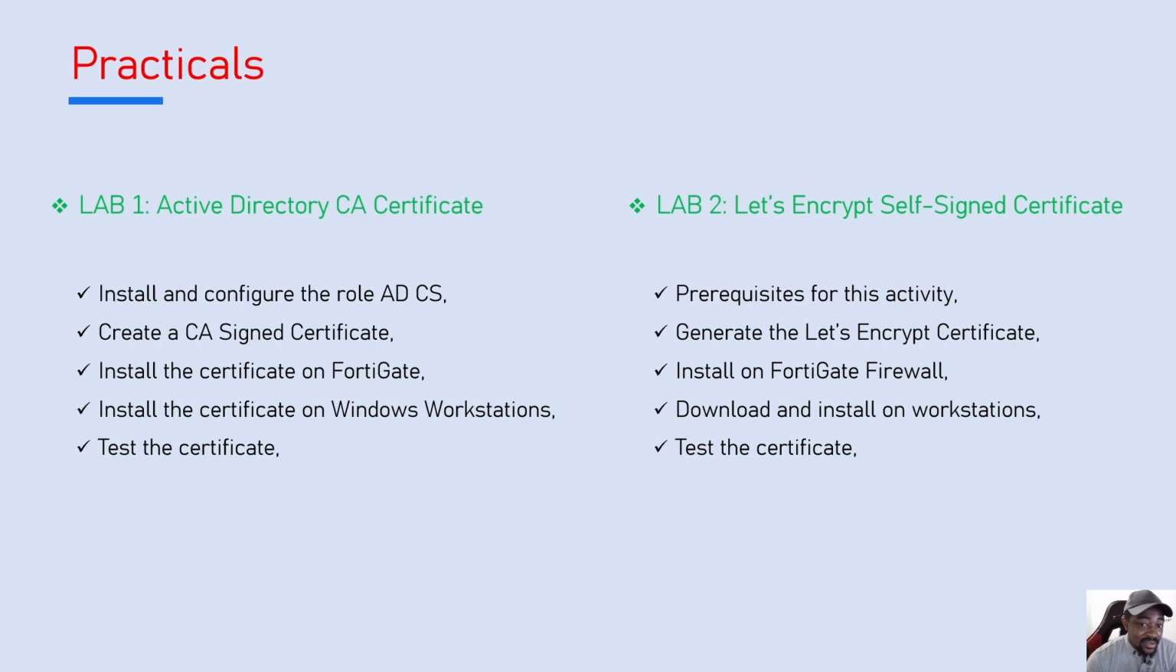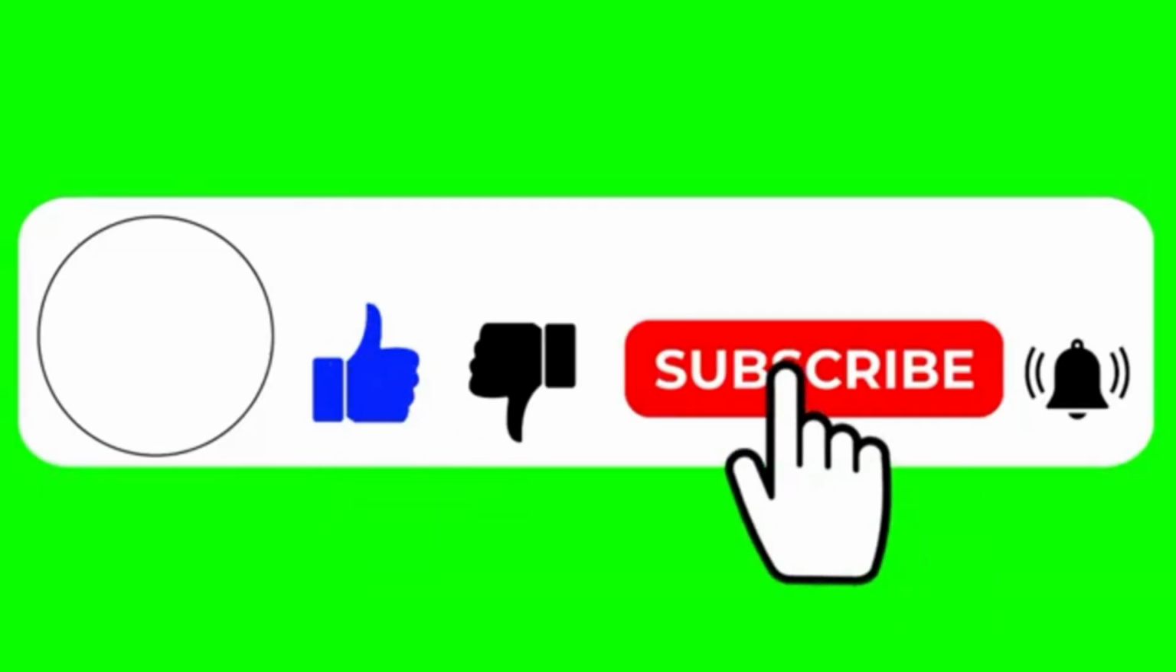We also have a second lab, which is going to be creating a certificate from Let's Encrypt. Here we'll talk about the prerequisites, generate the Let's Encrypt certificate, install it on the FortiGate device, and see how to also install the CA certificate on the workstation. Then we'll do the testing. So guys, stay tuned. Let's meet in the next video.